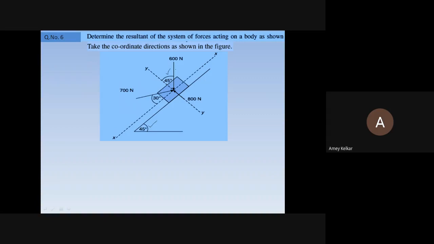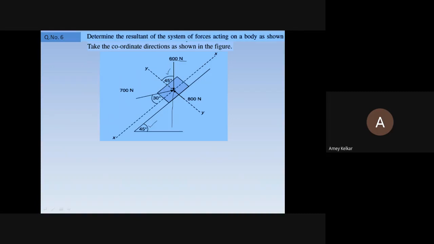In the next example, say the self-weight term comes. Self-weight will be acting now. 600 is nothing but its self-weight. It is acting vertically downwards. The weight will not tilt. It will act perpendicular to the ground only. So the 600 is vertically downwards straight. This will make the same angle as the angle of your slope.